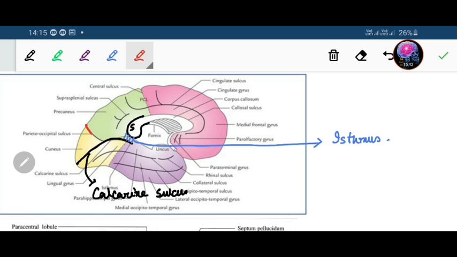The parieto-occipital sulcus has also been described. The triangular area between the posterior part of the calcarine sulcus, which is called the post-calcarine sulcus, and the parieto-occipital sulcus is called the cuneus. So cuneus is the triangular area between the parieto-occipital sulcus and posterior end of calcarine sulcus or post-calcarine sulcus.